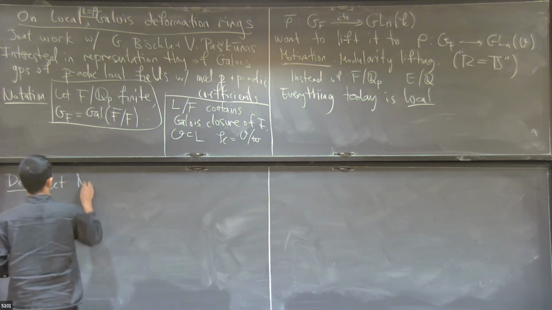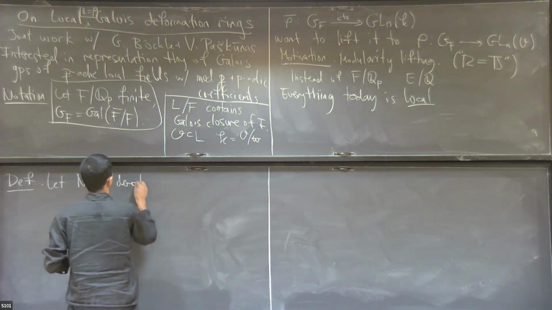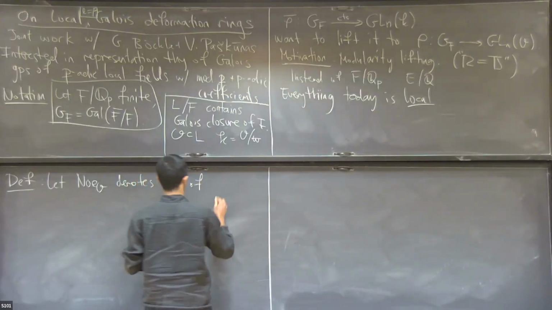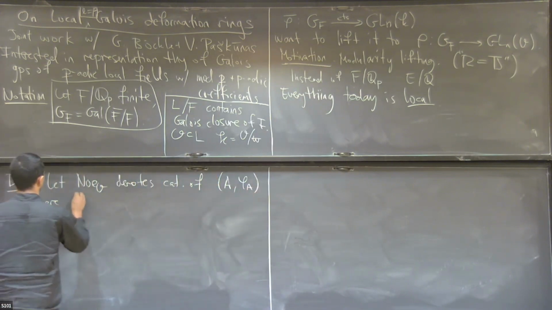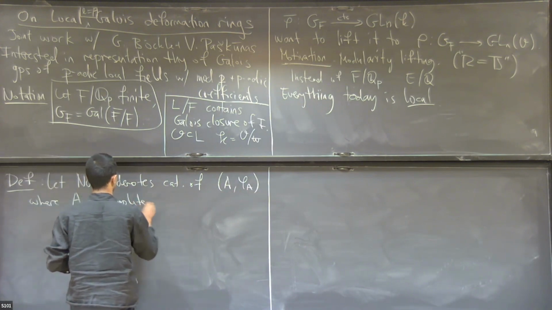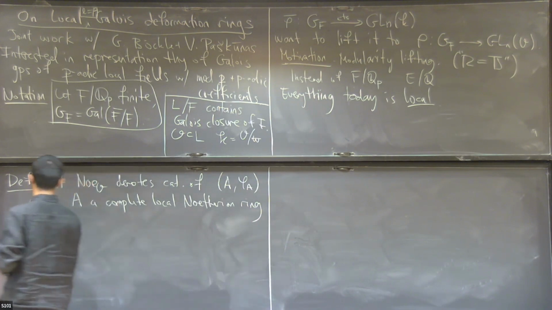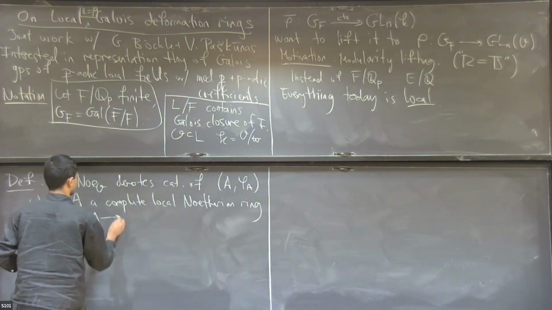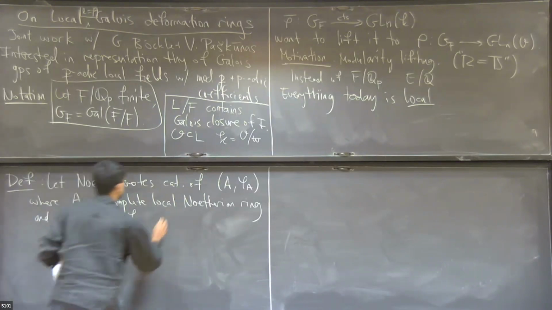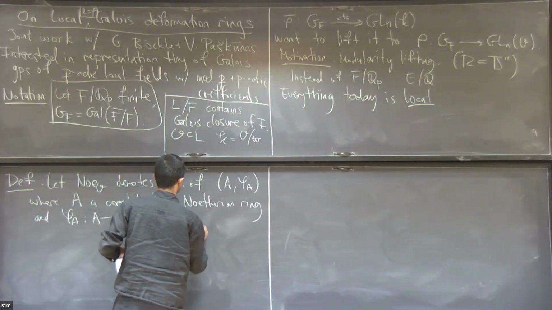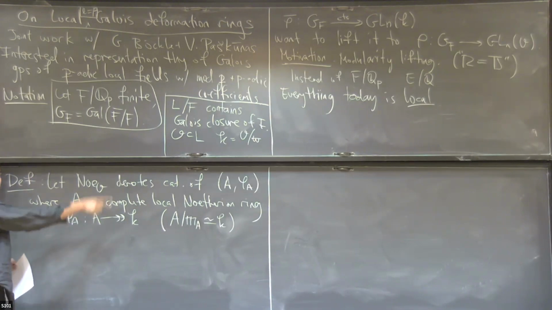So I'm going to define a category which I call N for Noetherian, with subscript O. So this denotes a category of pairs A and phi of A. So A is a complete local Noetherian ring, and phi of A is a surjective map from A to k, where k is the residue field of O. And so in particular, A mod its maximal ideal is isomorphic to k. And yeah, so for example, you could take A to be something like O, the ring of integers.